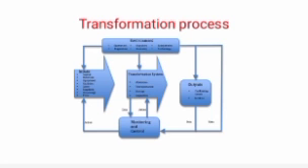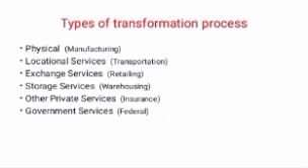The second one is the transformation process. Transformation process is nothing but converting the input into the output, that is, raw material into finished goods is called the transformation process. Transformation consists of six major types: physical, locational service, exchange service, storage service, other private service and government service. Physical service is nothing but the manufacturing of a certain product, that is, converting a raw material into a finished good.